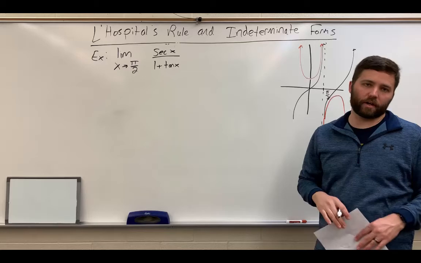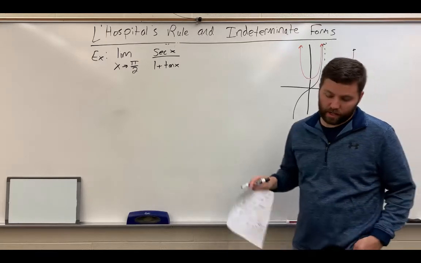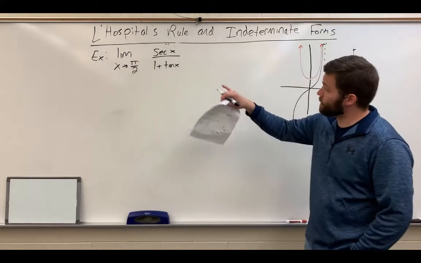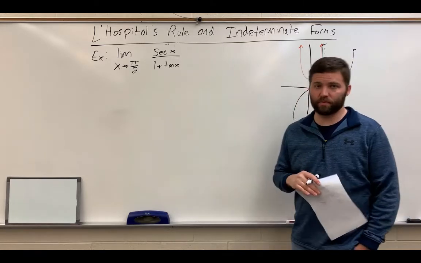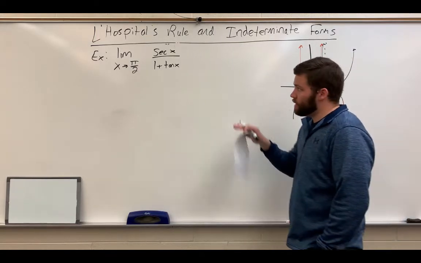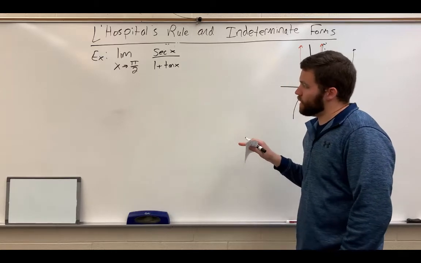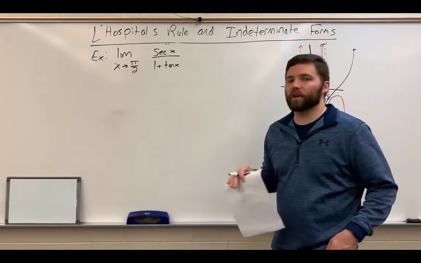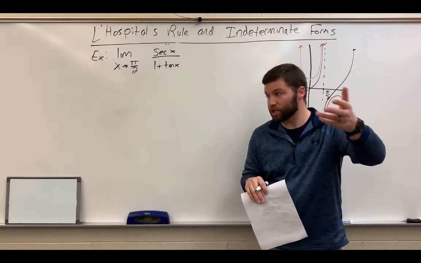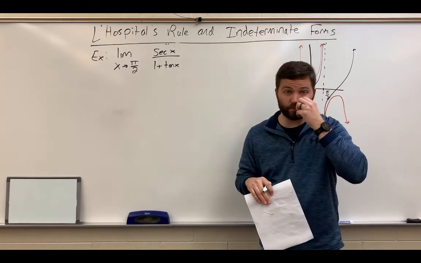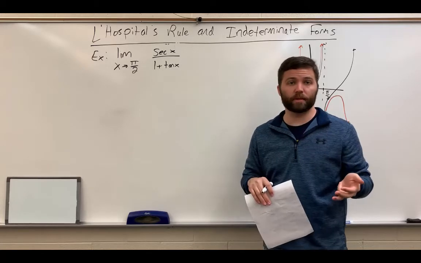Let's look at this example here. We'll look at a different indeterminate form. So I've got secant over 1 plus tan. I'm looking at the limit as x approaches pi over 2. First of all, you figure out that if you just plug in pi over 2, each one of these is discontinuous at pi over 2, the numerator and the denominator, okay?